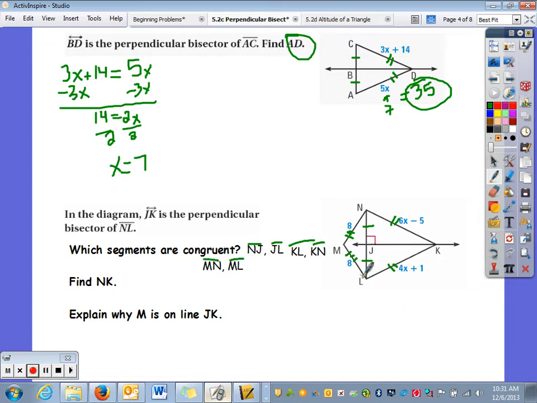Now we need to find the length of NK. These two are congruent, so it's just like above, where I'm going to set the two expressions equal to each other. So 6x minus 5 equals 4x plus 1. I'm going to do really quick algebra here. Minus 4x from both sides. Add 5.